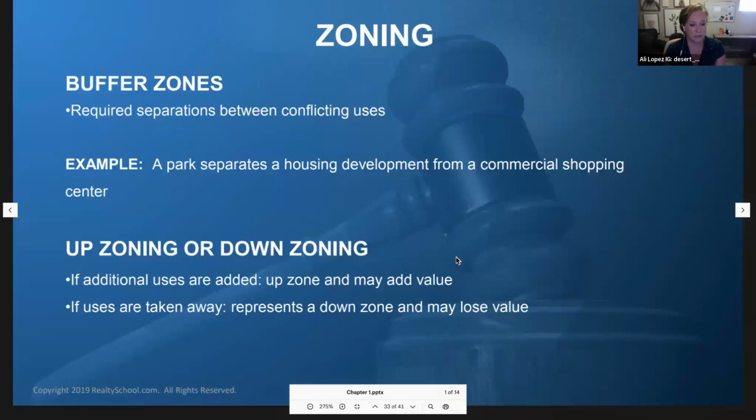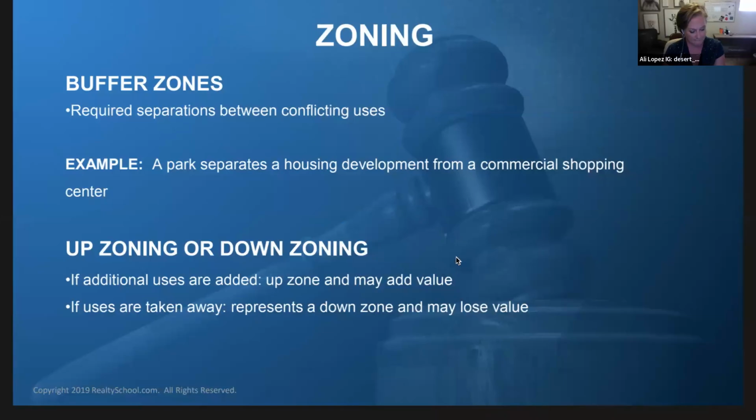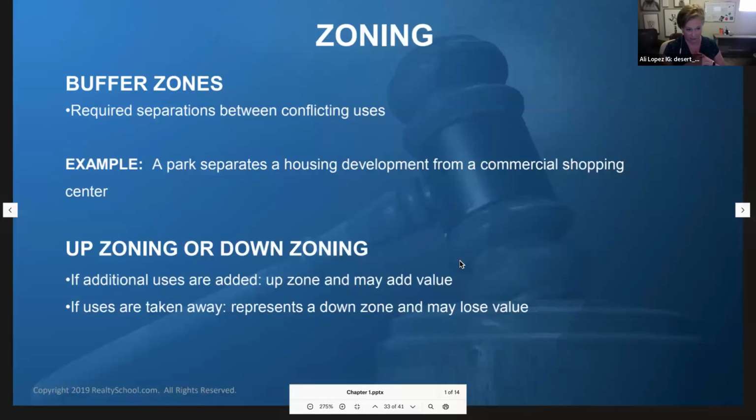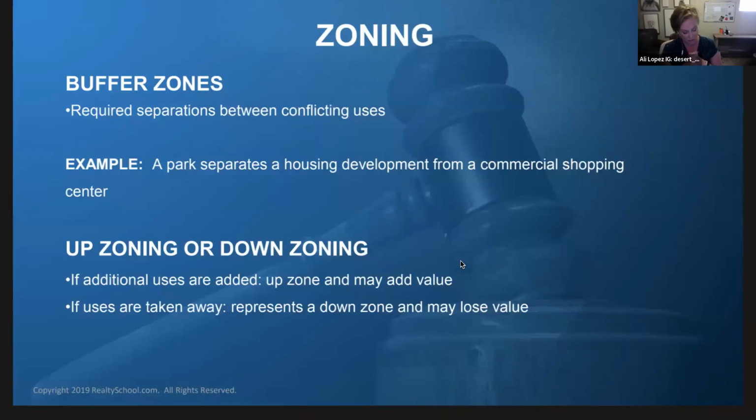Up zoning or down zoning. If additional uses are added to those already available for a property, this is considered an upzone and would normally add value to the property. If uses which a property already had are taken away, this would represent a downzone and may reduce the value of the property. Downzoning would be considered a taking under eminent domain, thus requiring compensation to the property owner who's lost value due to the down zone. And up zone, I don't have a really good definition for you on that one.